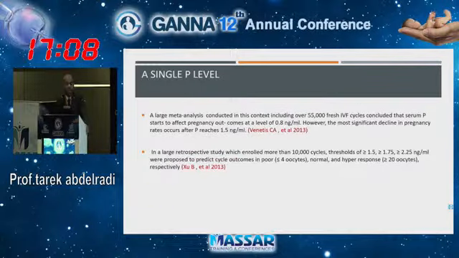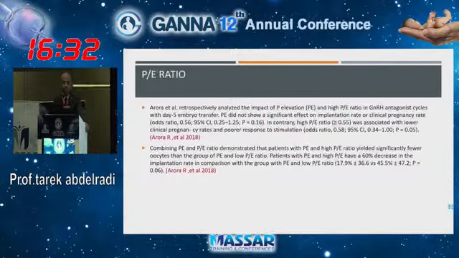A large meta-analysis conducted in this context over 55,000 cycles concluded that serum progesterone starts to affect pregnancy outcome at the level of 0.8. However, the most significant decline in the pregnancy rate occurs above 1.5. So this meta-analysis also proved that 1.5 is very harmful. In a large retrospective study which enrolled more than 10,000 cycles, thresholds 1.5, 1.7, and 2.2 were proposed to predict cycle outcome, and it shows that over 1.5 has a harmful effect too.